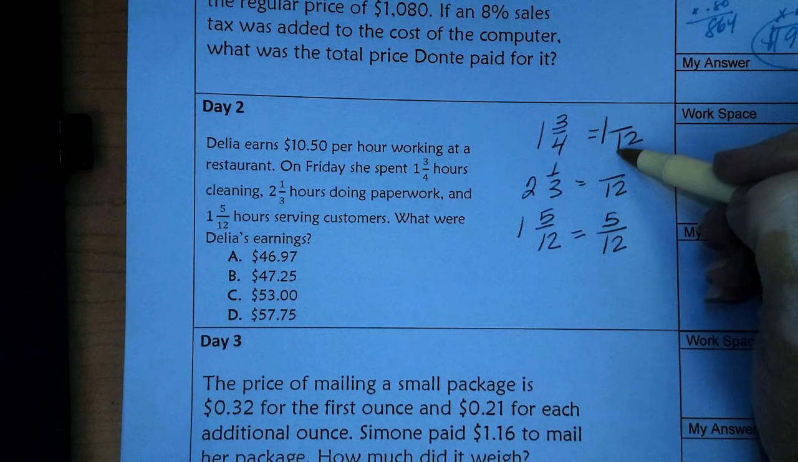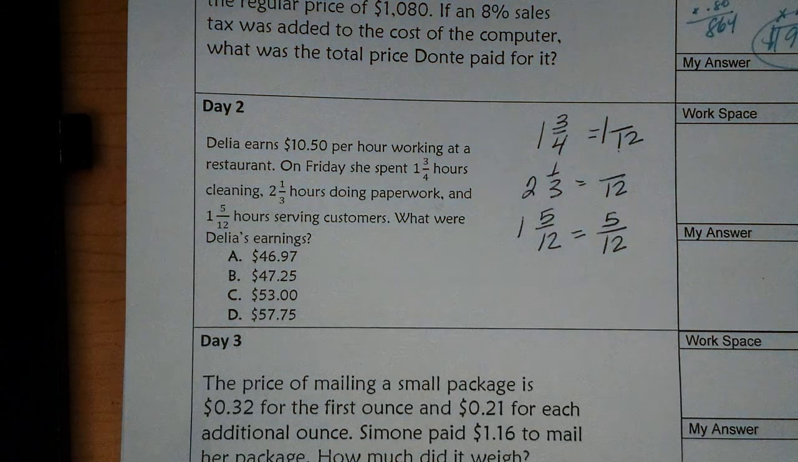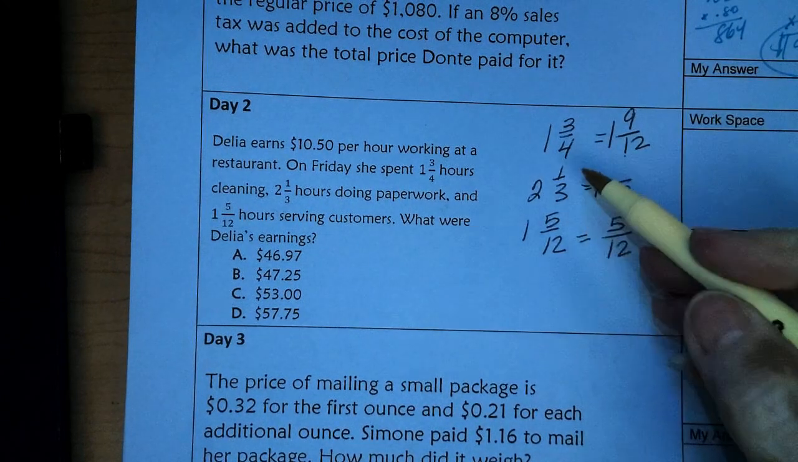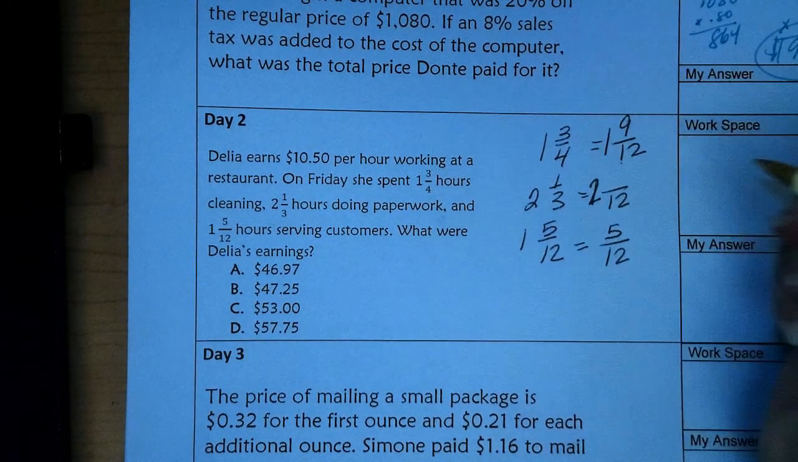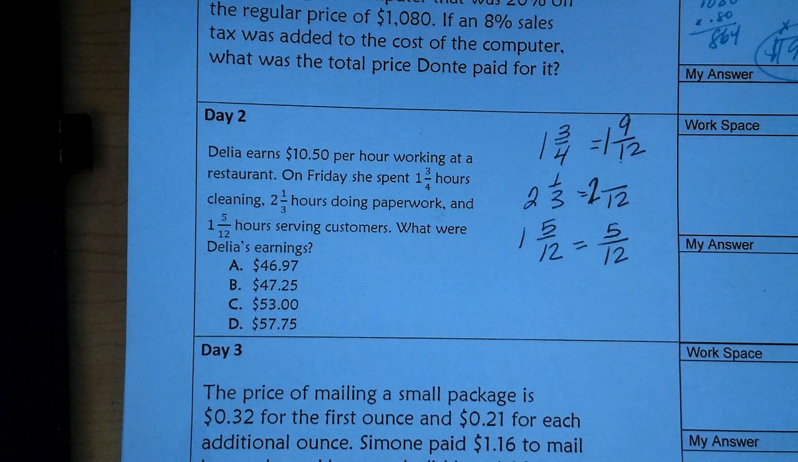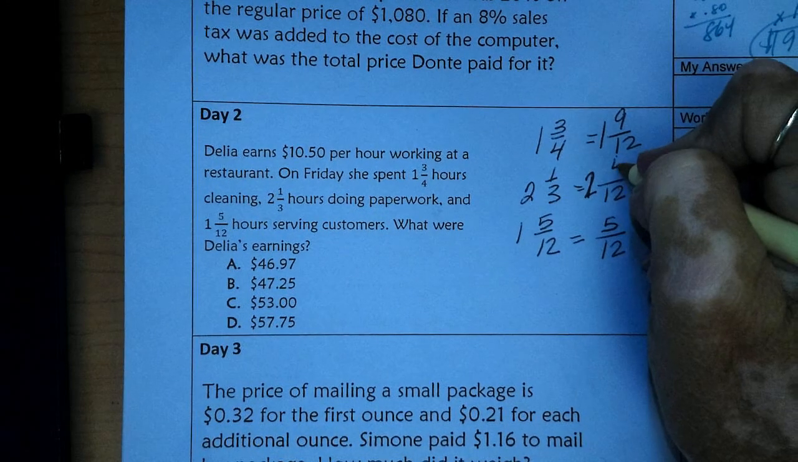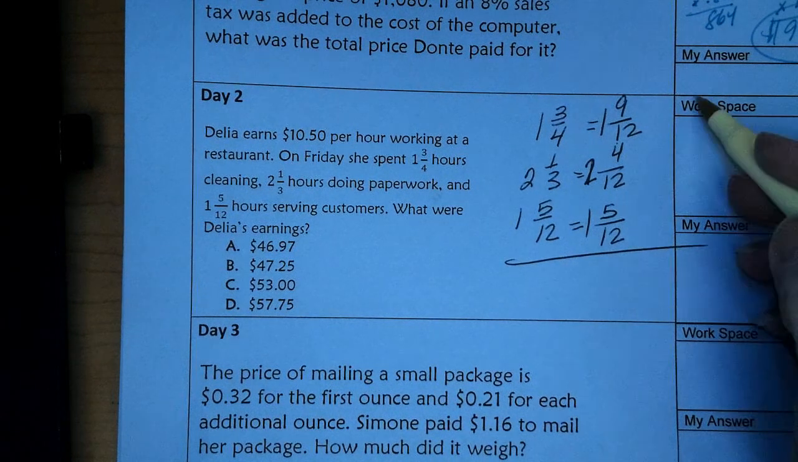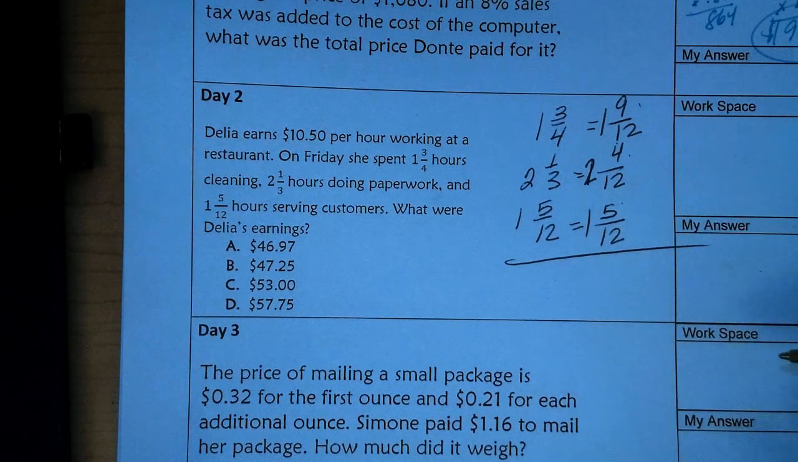All right, so 1 3/4 becomes 1 and what? 8/12? No. That's not right. Hold up. 9/12? Yep. And then 2 and 1/3 becomes 2 and 4/12. Yep. All right, so add them together. 9, 4, and 5.